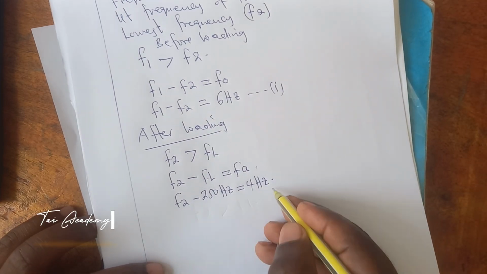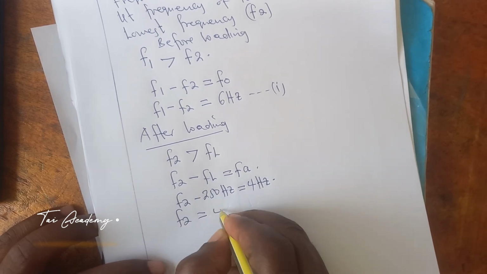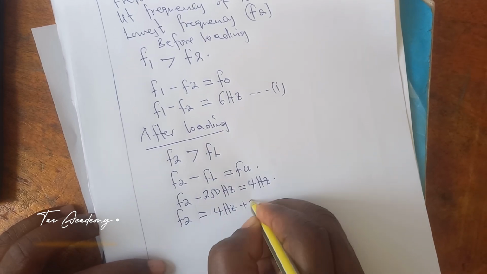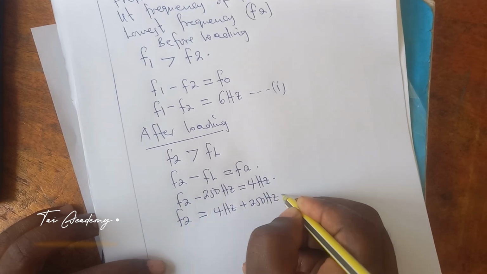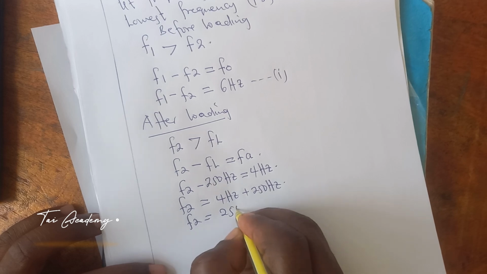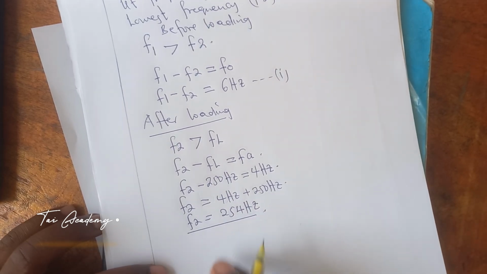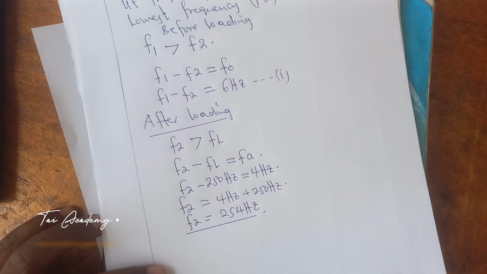Now, we take this one to this side. Once it crosses the equal sign, it will be positive. Frequency 2 will be equal to 4 Hz plus 250 Hz. Now, frequency 2 will be equal to 254 Hz. This is the lower frequency.